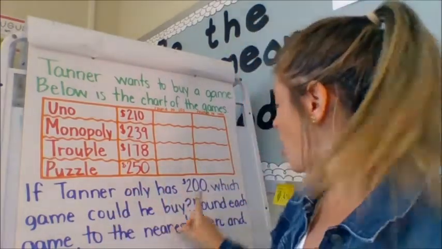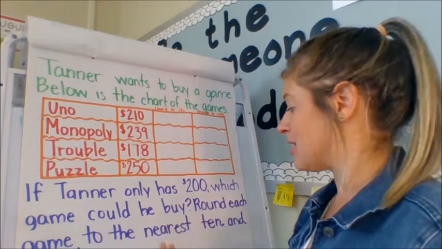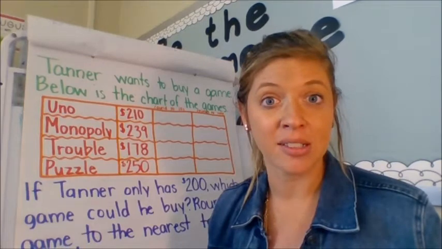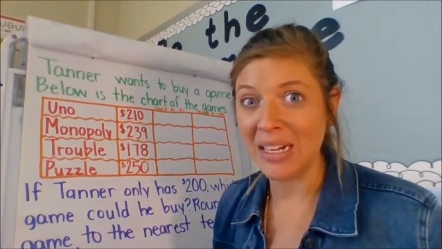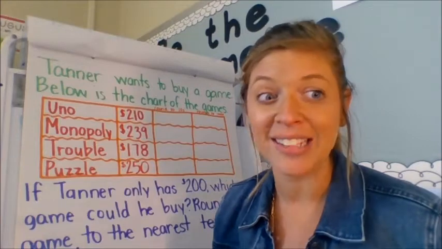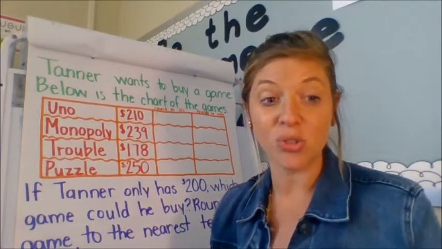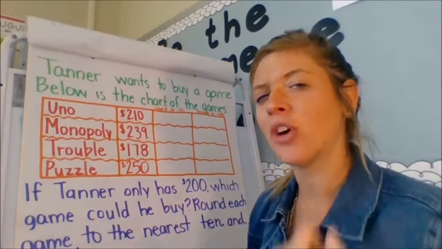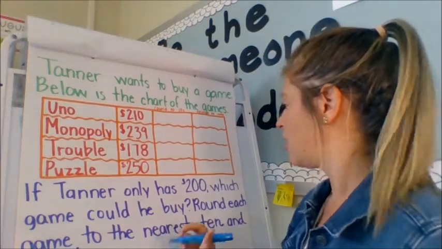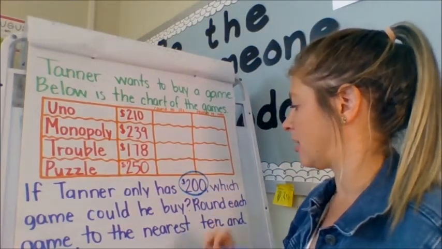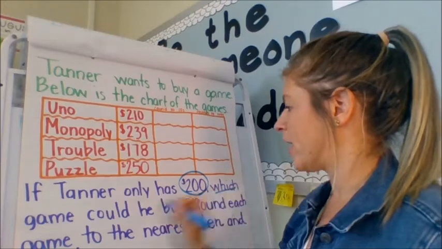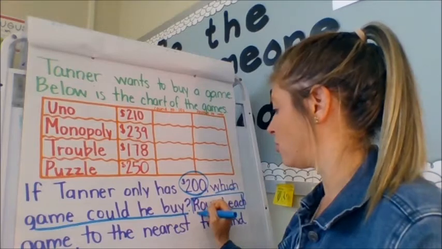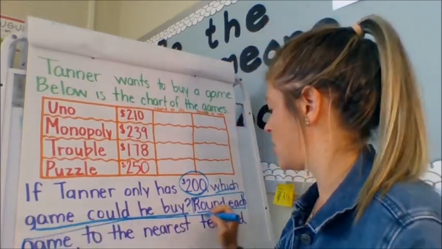If we were to round each game to the nearest 10 to help us solve, what should we do first? I heard somebody say that we should do CUBES, and that is awesome. So we are going to start off with the CUBES strategy to make sure that we fully understand the word problem that we have. He has $200. So we need to know which game he could buy. And we need to round each game to the nearest 10.